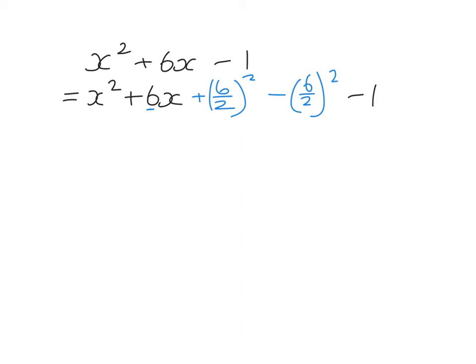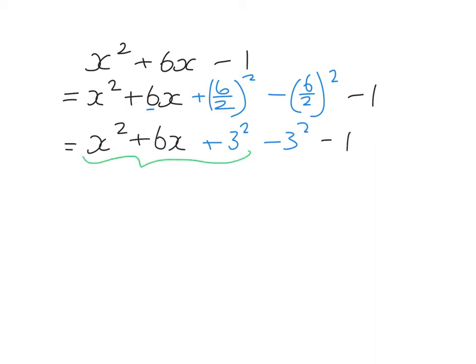Now, the reason that you always add first here and then take away is that if we've got perfect squares in the bracket, a negative times a negative will always be a positive, so we always need to be dealing with a positive term there with a perfect square. So I'll come back to my equation here, and I'll just rewrite this: x squared plus 6x plus 3 squared, take away 3 squared, take away 1.